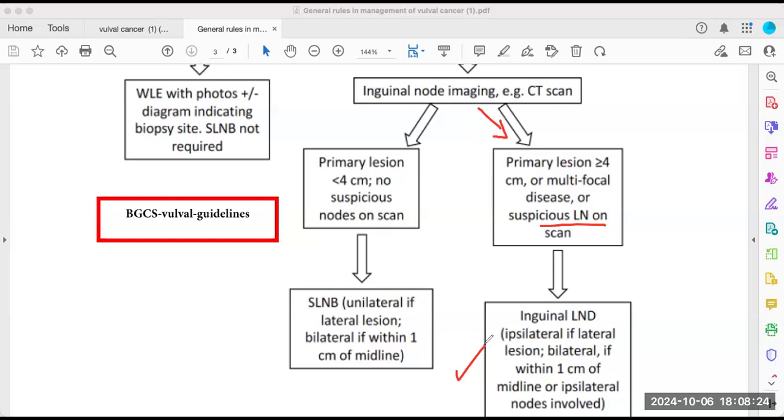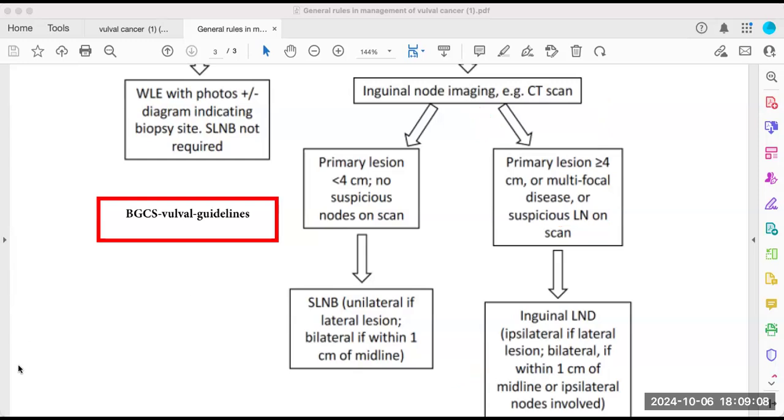So what if on the frozen section, which is very widely used, or on the assessment of the lymph nodes, you found that the ipsilateral lymph node that was removed came positive? If the ipsilateral lymph node is positive, what will you do then? You will go and remove the other side. You will remove bilateral now. Guys, is it clear so far?